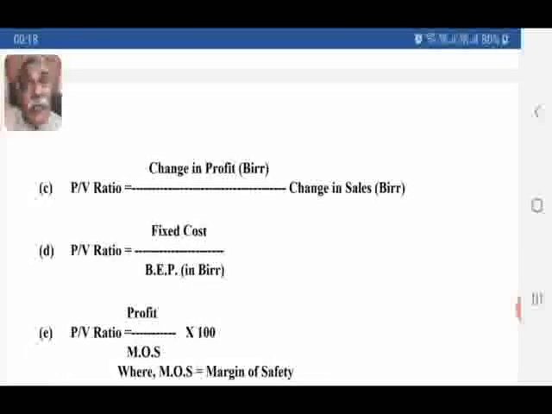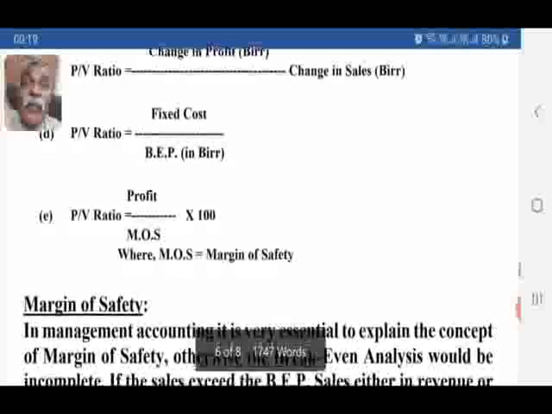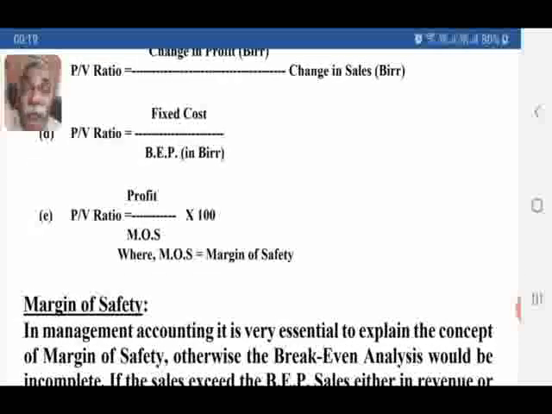We can say profit volume ratio as change in profit divided by change in sales. Profit volume ratio we can write as fixed cost divided by BEP. So PV ratio, profit volume ratio, is equal to fixed cost divided by BEP, or profit divided by margin of safety. And what is margin of safety? Margin of safety is total sale minus BEP sale is your margin of safety.